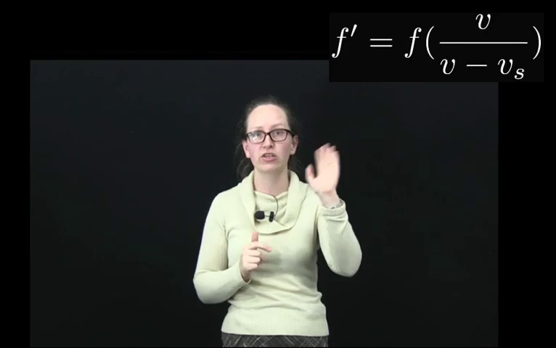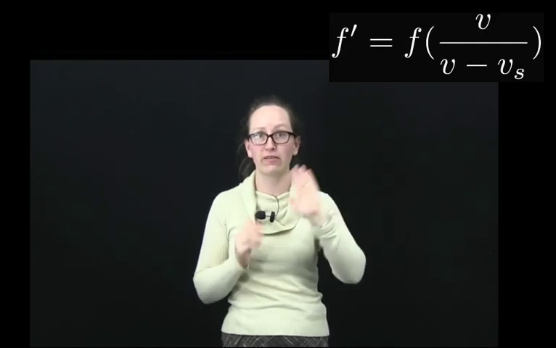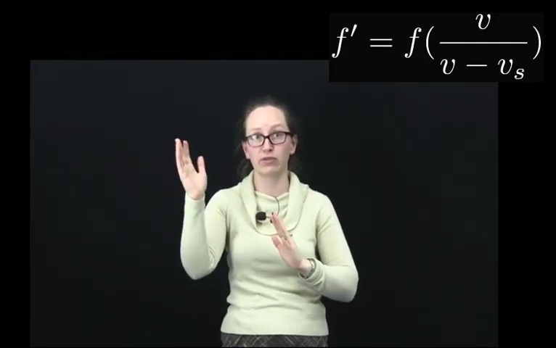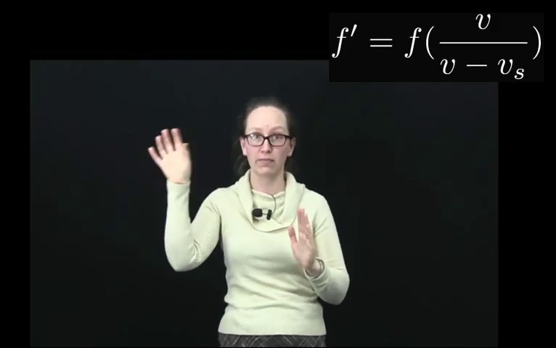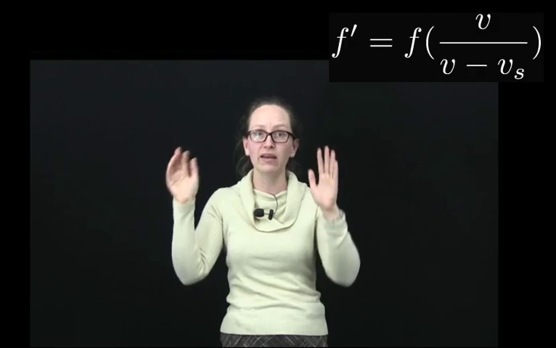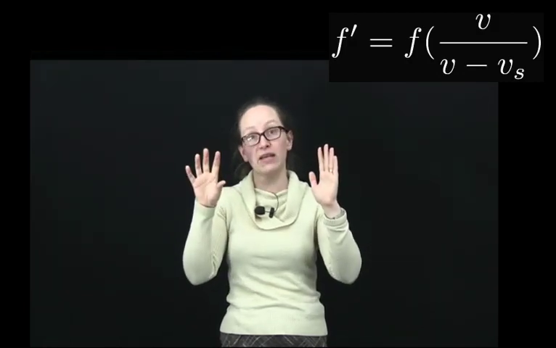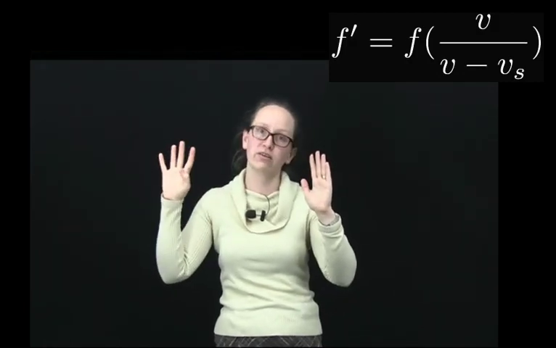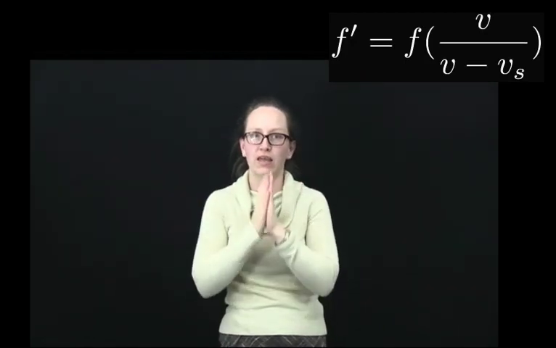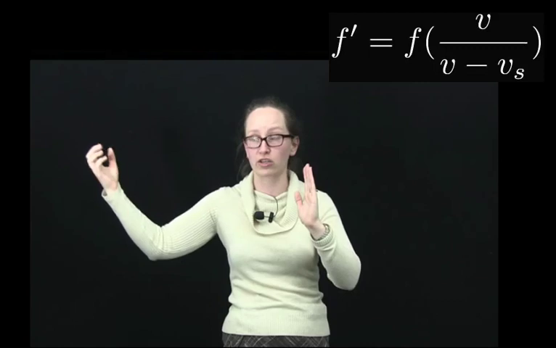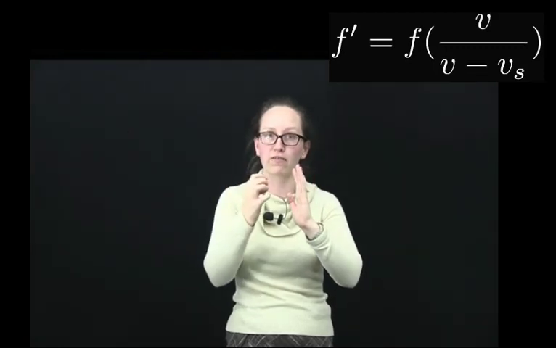So we've seen that when an observer is stationary and the source is moving, we can write the equation as f dash, the frequency observed by the observer, is equal to f, the frequency produced by the source, times the velocity of waves in the medium divided by the velocity of waves in the medium minus the velocity of the source, which is written as v subscript s. Now that's what happens as the source approaches the observer.